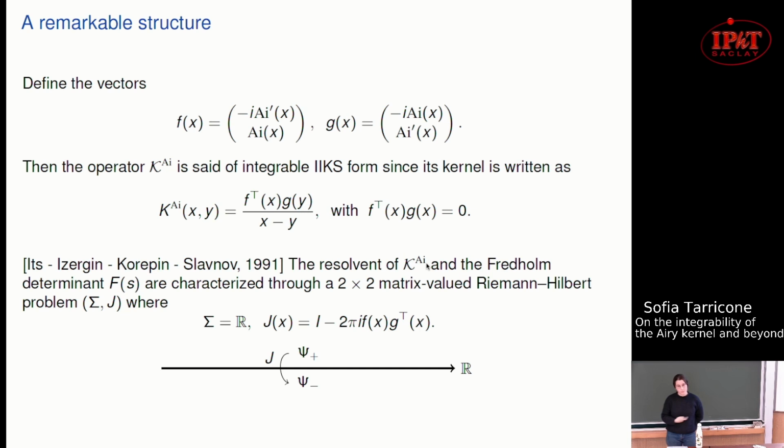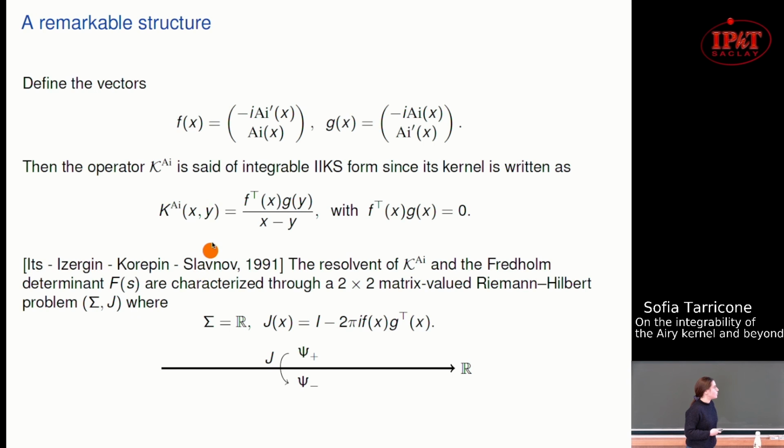IIKS stands for Its, Izergin, Korepin and Slavnov, who initiated the study of Fredholm determinants associated to operators that have such a kernel. In this paper they were studying quantum correlation functions for the Bose gas, something that was really coming from a physical background, and it turned out that these quantum correlation functions were expressed in terms of a Fredholm determinant, not of this kernel, but of a kernel that had this special structure. And they initiated this theory which says that if you want to study this Fredholm determinant, you have to put a parameter s in some way, by scaling or shifting your initial kernel.